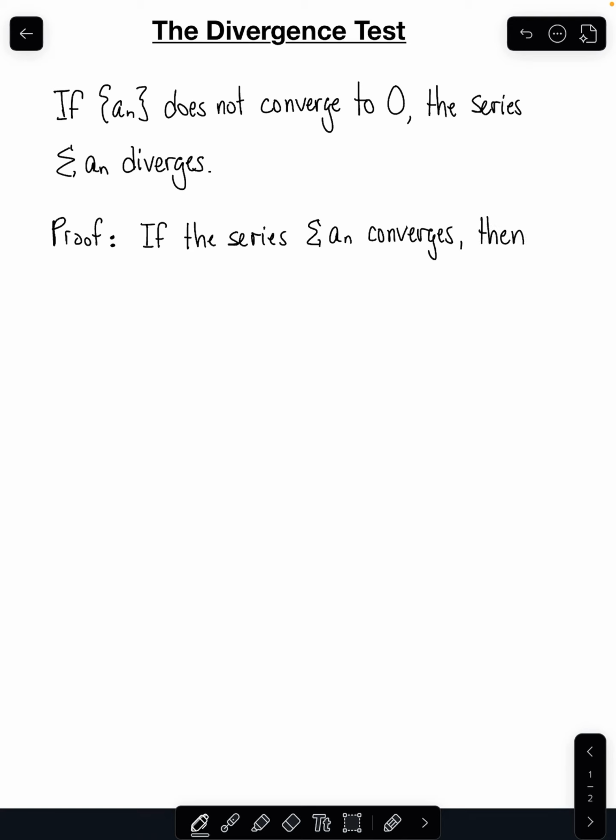then, and here we take the premise and negate that. So it switches the premise and conclusion and negates each of them. So if the conclusion of the original statement was that the series diverges, then the opposite of that, that the series converges, becomes the premise in this statement. And if the premise of the original was that the sequence does not converge to zero, then the conclusion here is that the sequence does converge to zero.